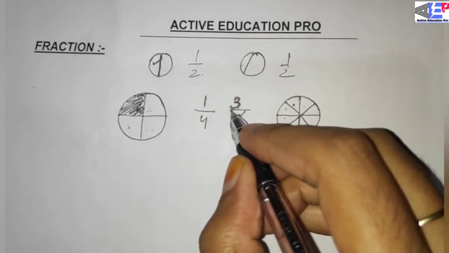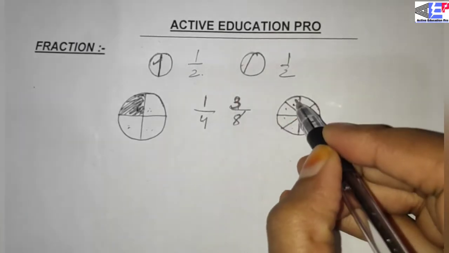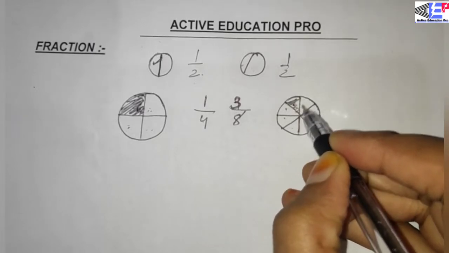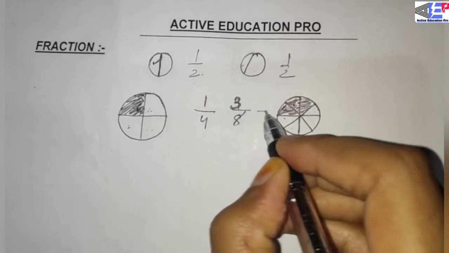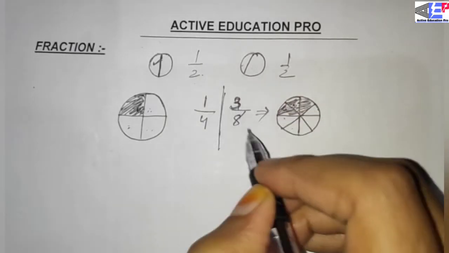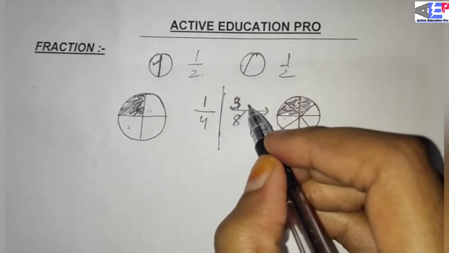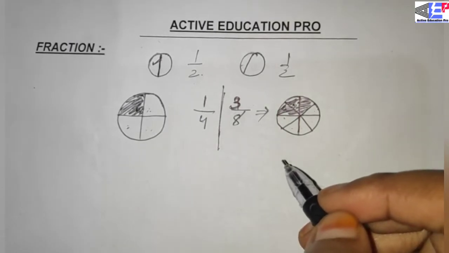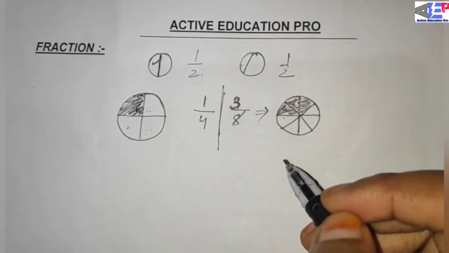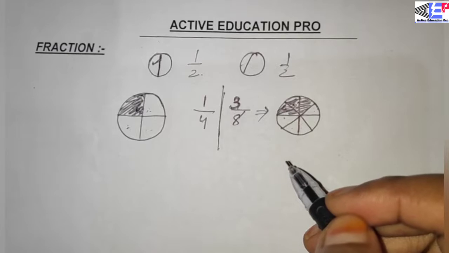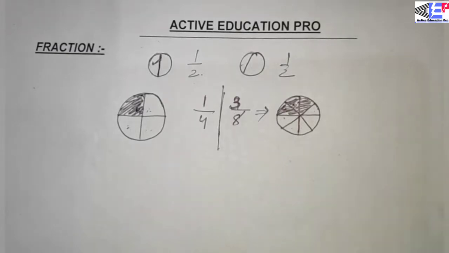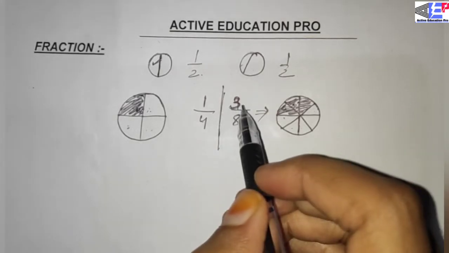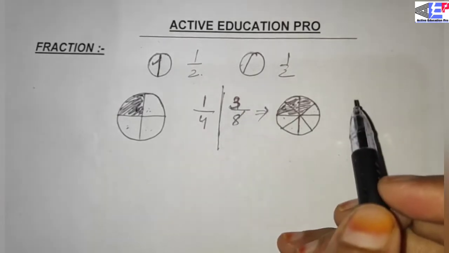And you have to shade 3 parts. So 1, 2 and 3. This is 3 by 8: 3 shaded parts out of 8 equal parts. Out of 8 equal parts, you shaded just 3 parts. Okay. Here, in the first case, you are given the fraction and you have to shade the area.